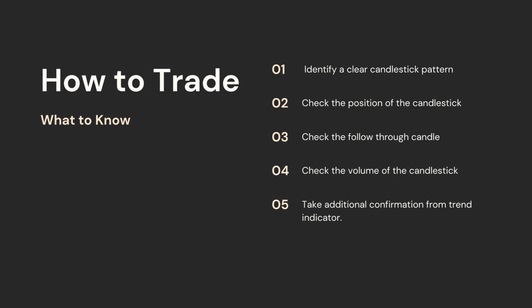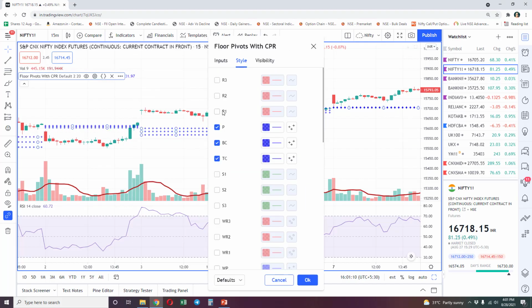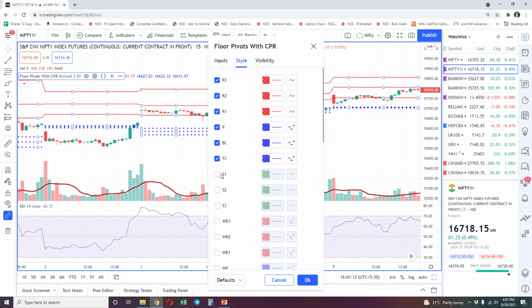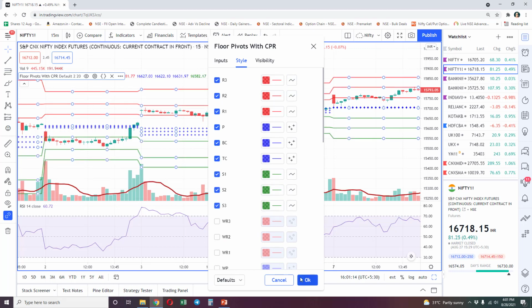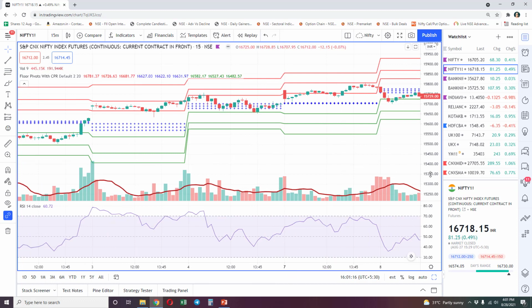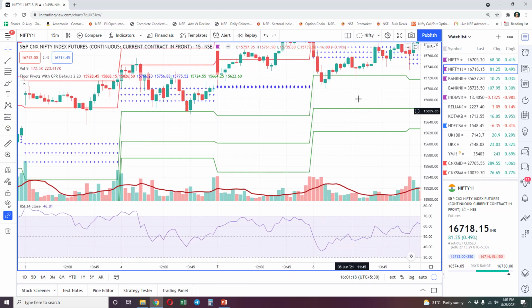The fourth is you should keep an eye on the volumes whenever you spot any of the candlestick patterns, and use some indicator that should help you determine whether the market is in oversold or overbought territory. Here I am using the CPR indicator, which basically shows the support and resistance.